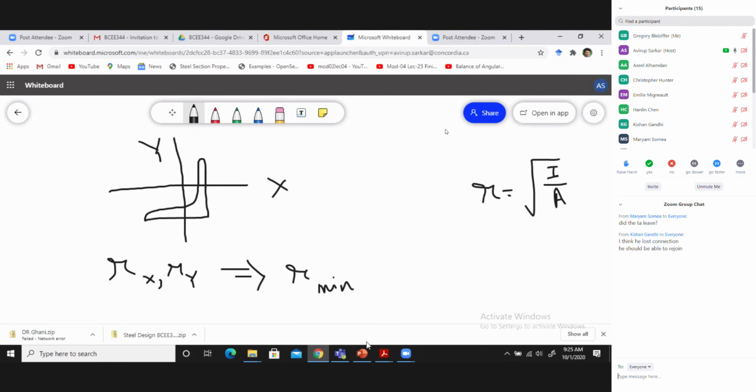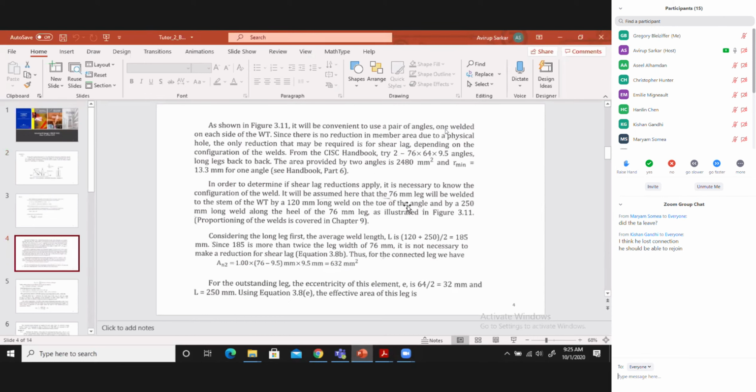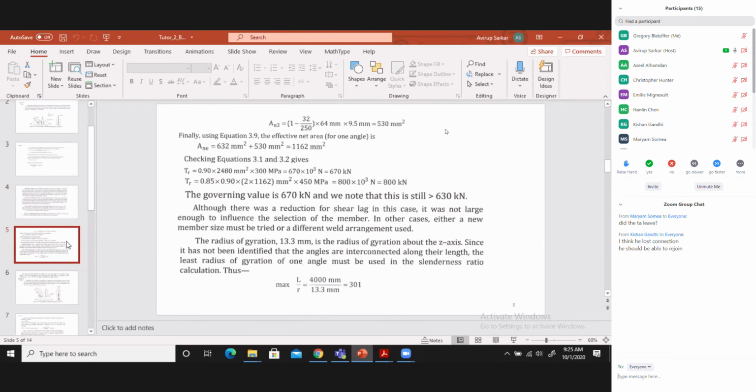But you see one thing, the R minimum is for one angle from the handbook. Okay, but in our final calculation, for calculating the slenderness ratio, we choose 13.3 only. Though we are considering two angle sections, we consider only R for one section. We did not multiply it by 2. Okay, or calculate R combined.